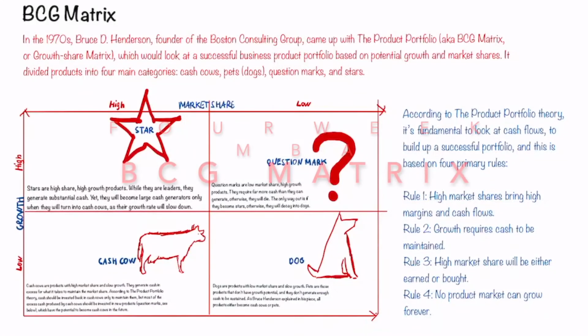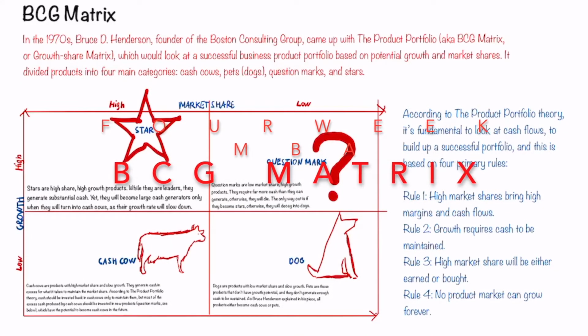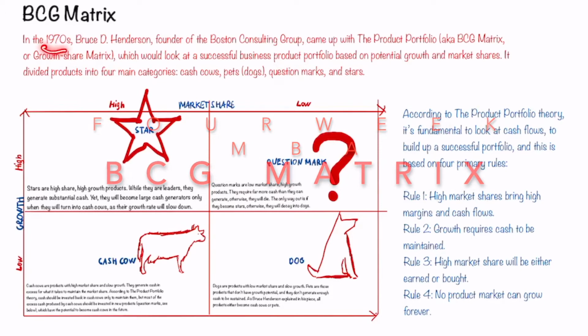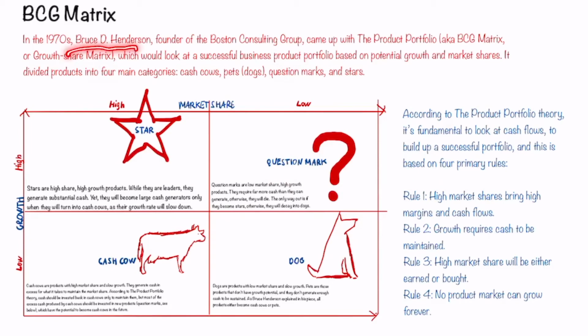In this lecture, we're going to see a simple framework that has been used for decades in the business strategy world, and it was formulated for the first time in the 1970s by Bruce D. Henderson, the founder of the BCG group. That's why this matrix is also called BCG.